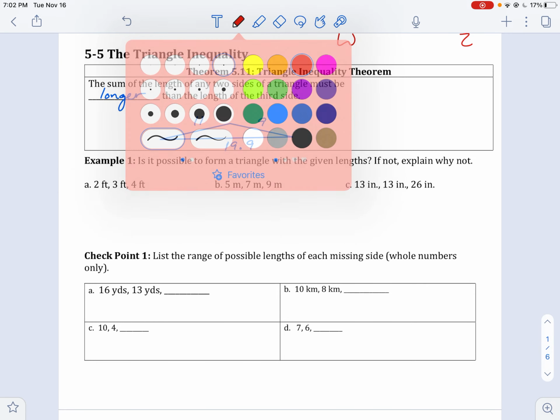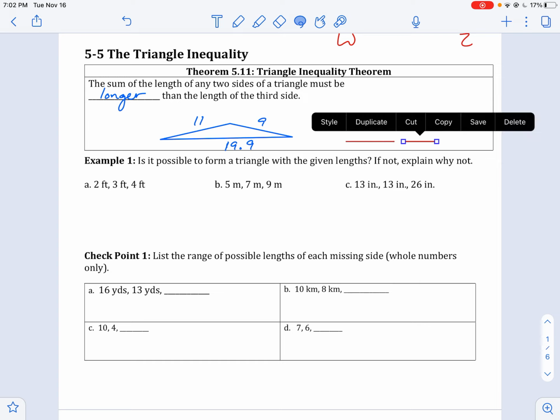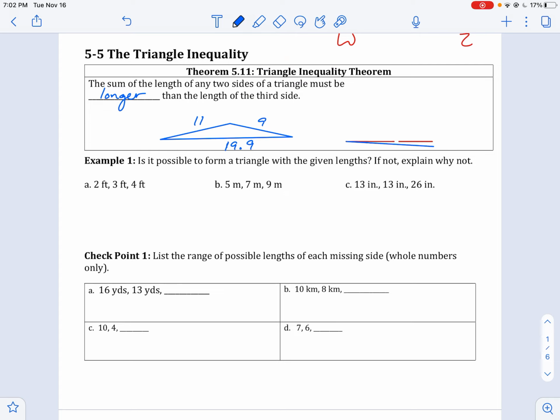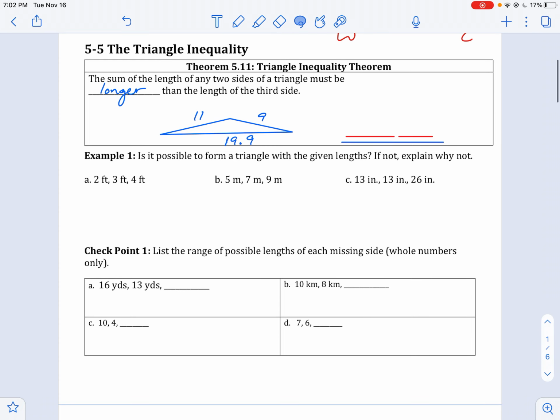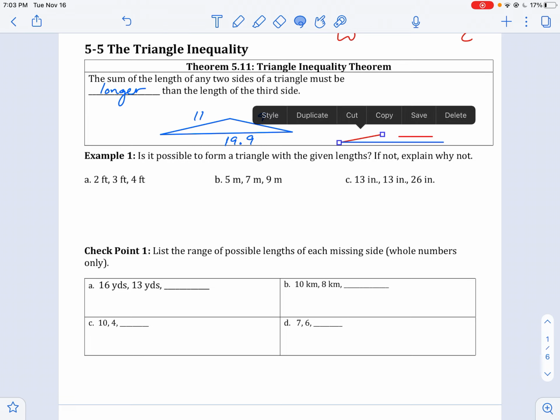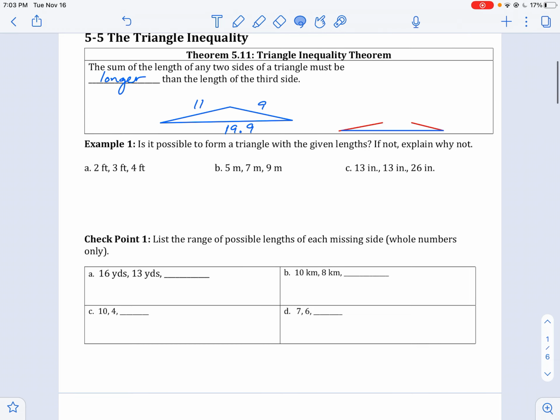And why is that necessary for those two sides to be longer? Well, if they were shorter, I could lay them end to end and they wouldn't make a triangle with the third side if they were shorter than that third side. So I could lay these end to end and they wouldn't make a triangle. Or if I tried to connect these, I wouldn't have enough length to make a triangle. There's this big gap in the middle here because those sides are too short.